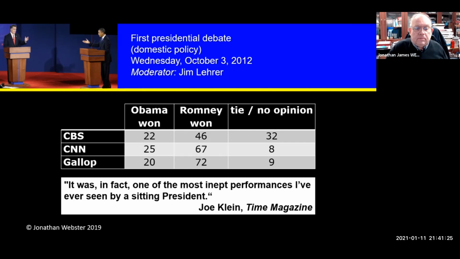How did Obama do? You can compare the polling. Obama won 22%, Romney won 46%. CNN, 25 to 67. Gallup poll, another popular polling in the US, 20 to 72. Who won? Romney won the debate, very obviously. Joe Klein, writing for Time magazine, said it was one of the most inept, poor performances I've ever seen by a sitting president. Obama really bombed it. He lost. Now, why did he lose? Is there an answer in his use of language, in the text?